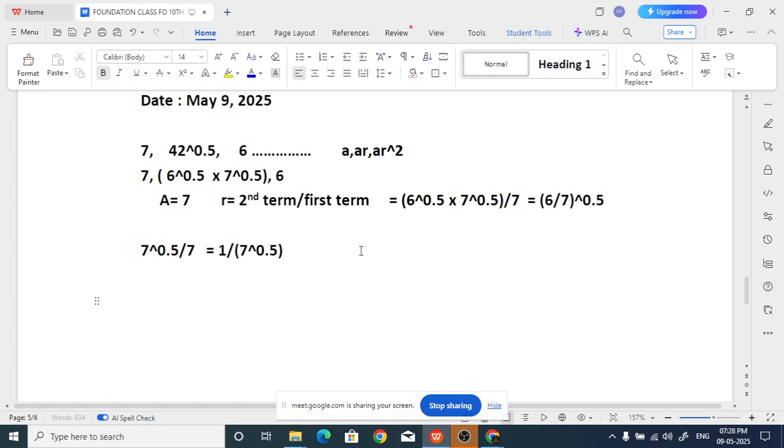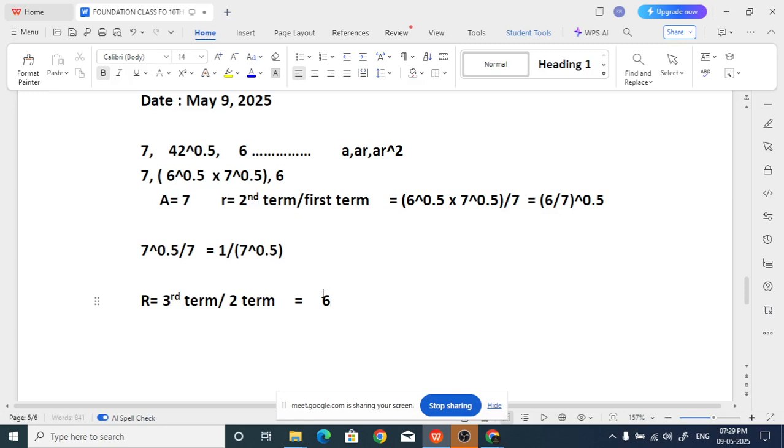Now you do, R can be written as third term divided by second term. Now you find what is R. What are you getting? What is the third term? In this series, what is the third term? 1 by 7 power 0.5? What is the third term? 42 to the power 0.5, 6. What is the third term? 6. Why are you taking so much time to tell what is the third term?